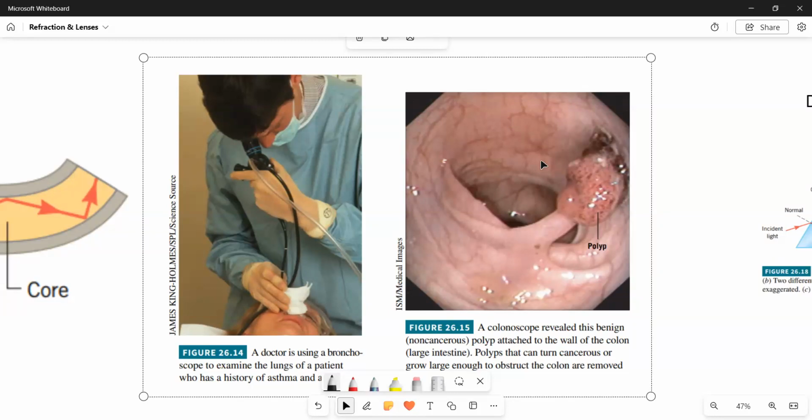Same thing, they put it through the anus and it goes into the colon. And they see this little polyp, they call it. Maybe the thing is cancerous. So they go in later on and cut it off. And so that's a medical application of total internal reflection that is going on in fiber optics.